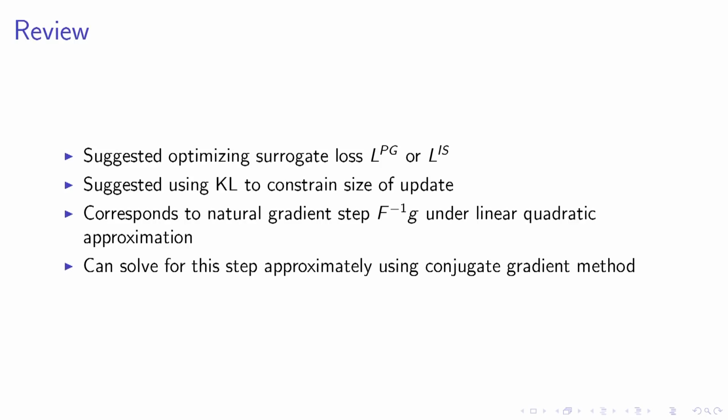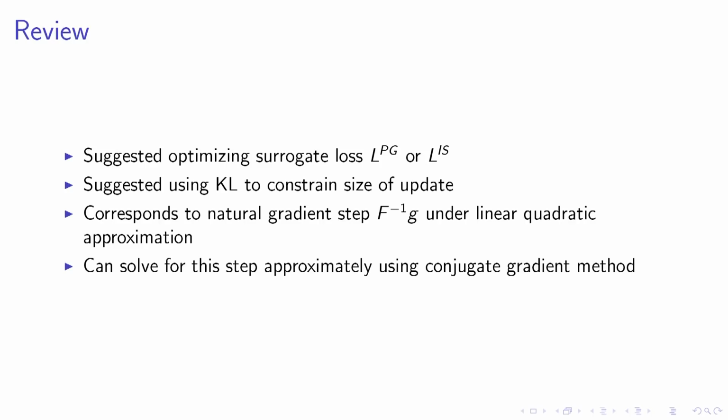So the first suggestion is to write down some kind of loss that when you differentiate it, you get the policy gradient. So we got this L_PG, which was just log probability times advantage, and L_IS, that's for importance sampling, which is this probability ratio times the advantage. But that's no good because it doesn't actually constrain the size of your update in any way. So instead, we suggested to use the KL divergence to constrain the size of the update. But then we have a constrained optimization problem, which is harder than solving an unconstrained problem.